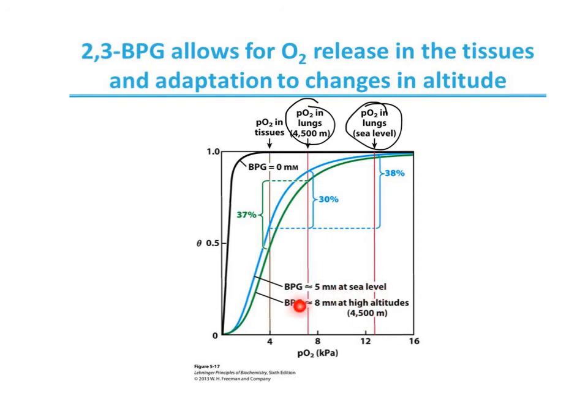So that means that with more circulating BPG, you would be able to have more oxygen delivered throughout your body to compensate for the lower concentration. So it helps that adjustment. That's one way in which your body adjusts to altitude. I find it kind of interesting.